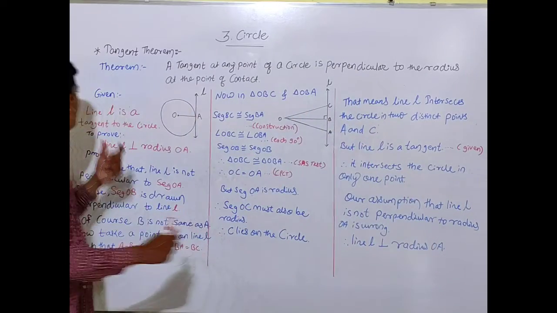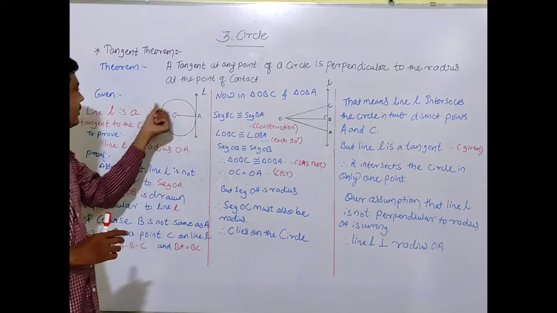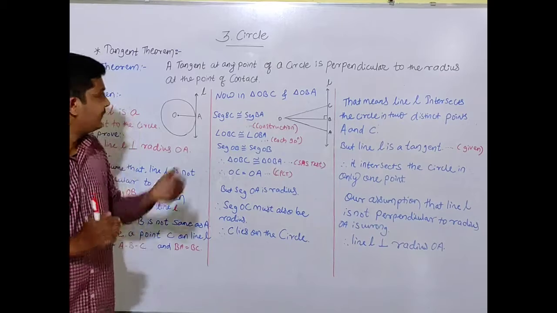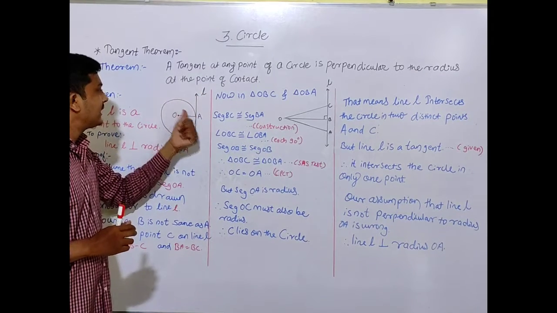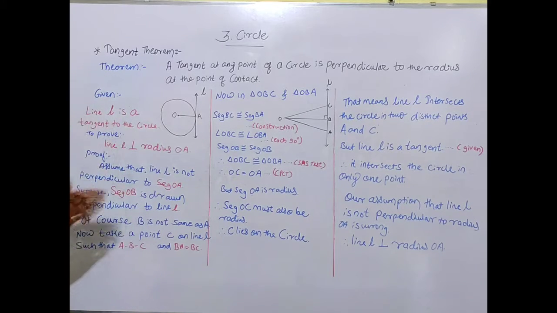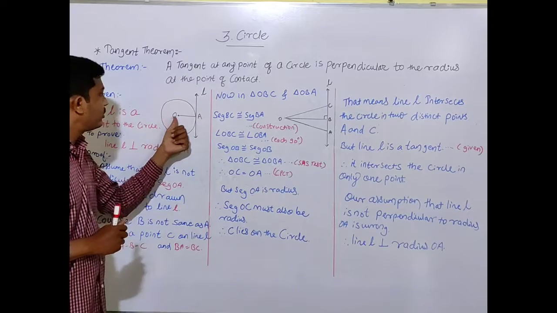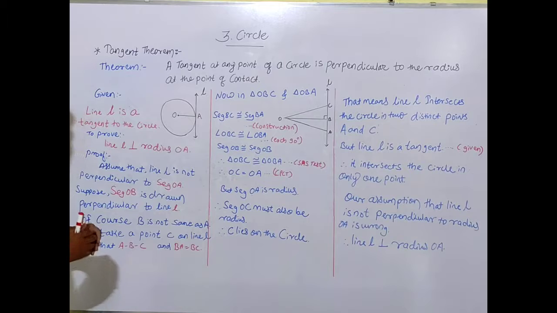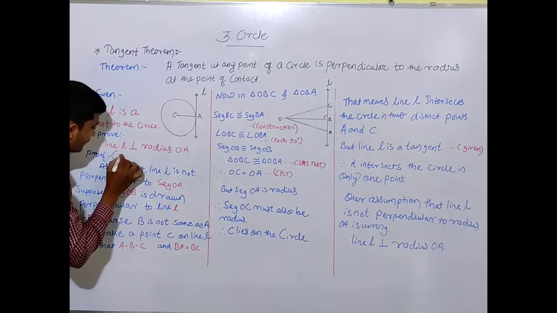So here the proof will be, first of all, we have drawn one figure. Here is a circle with the center O. OA is the radius, here is the tangent, and the point of contact of the tangent and the circle is A. This is given. What we have to prove? That the line L is perpendicular to the radius OA, as per the theorem statement. This we have to prove, but it is proved by indirect proof.